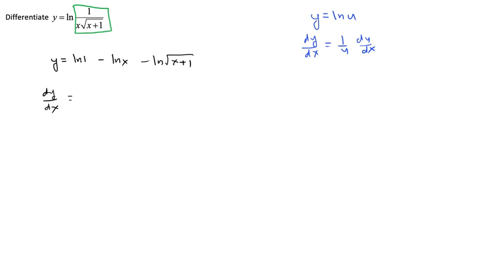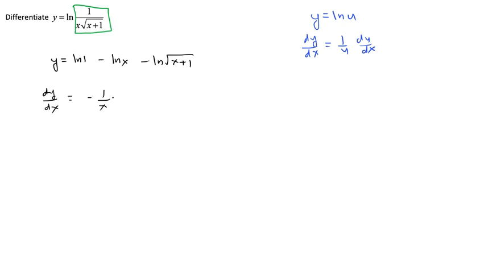What is the derivative of ln of 1? Well, remember, ln of 1 is just a number. It's actually just 0, so that doesn't matter. What is the derivative of ln of x? It's 1 over x times the derivative of x, which is just 1. We don't need to do that multiplication.